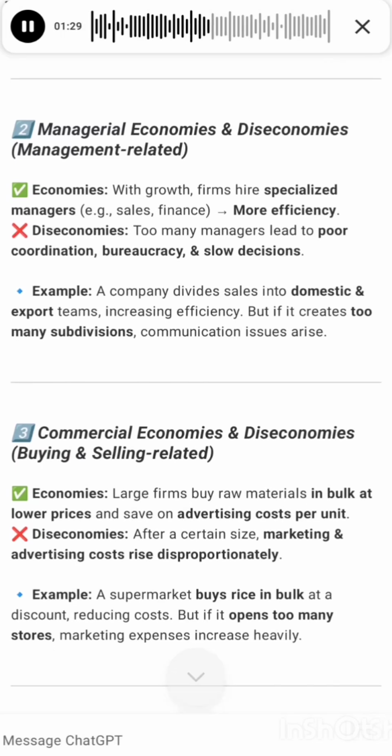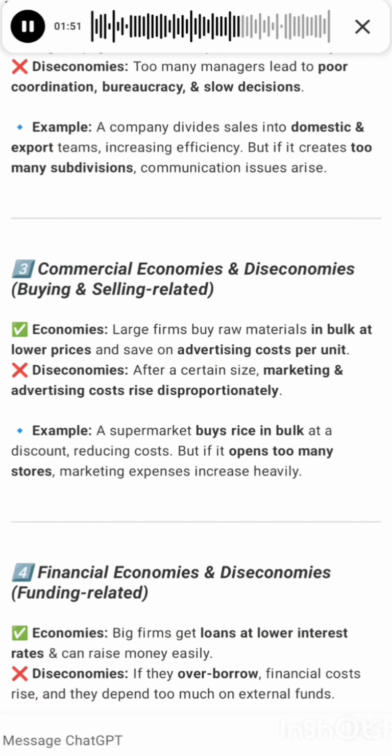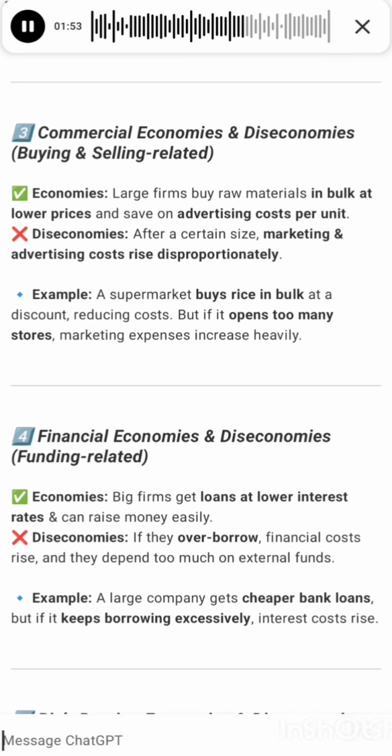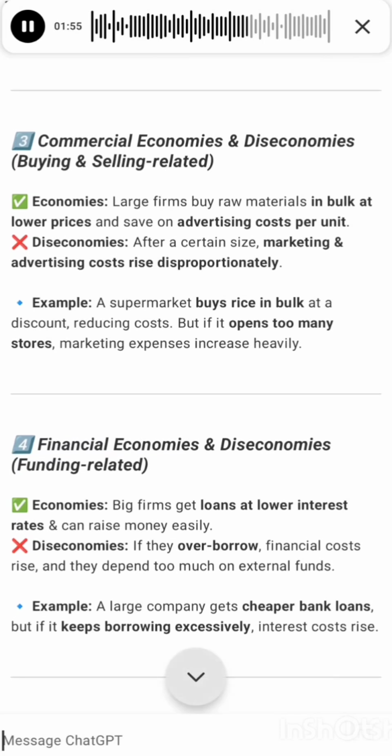3. Commercial economies and diseconomies, buying and selling related. Economies: large firms buy raw materials in bulk at lower prices and save on advertising costs per unit. Diseconomies: after a certain size, marketing and advertising costs rise disproportionately. Example: a supermarket buys rice in bulk at a discount, reducing costs, but if it opens too many stores, marketing expenses increase heavily.